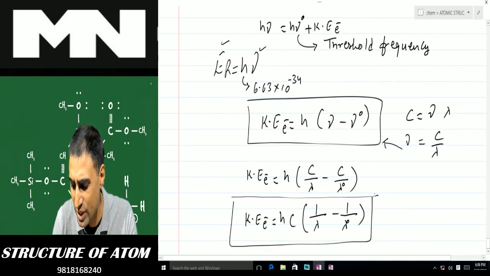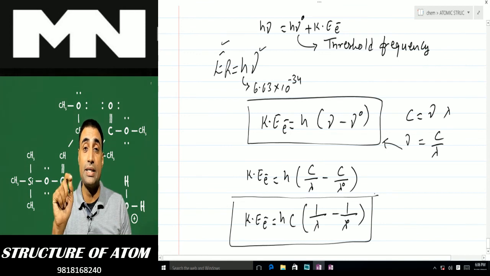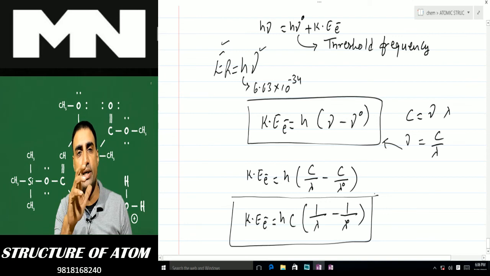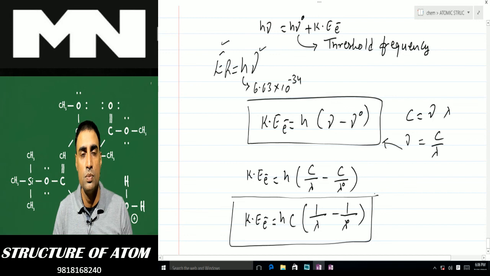So many a time you will get questions based on this. Like a question will be given to you, the threshold wavelength for a particular atom X is this. A radiation of this wavelength is striking on that atom. What will be the kinetic energy of the electron which is moving out? Likewise, they can say that the work function is this. A photon of this frequency or this wavelength is striking. What will be the kinetic energy of the ejected electron?